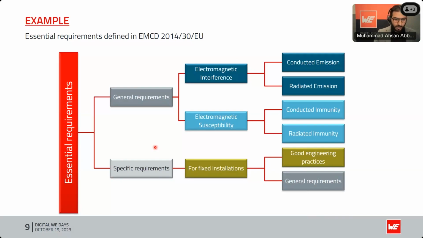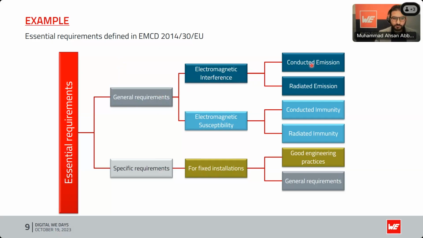As an example, I will focus more or less on EMC Directive 2014/30/EU. We talked about essential requirements, so I have an example. These are the essential requirements defined by the EMC directive. It talks about some general requirements and some specific requirements. In general requirements, it talks about electromagnetic interference and electromagnetic susceptibility: your product should not interfere with other products, and as well it should not be disturbed by interference from other products in its working environment. So this is how we say electromagnetic compatibility. When you achieve EMI and EMS, you will achieve EMC actually.